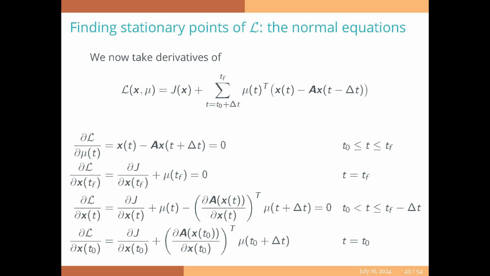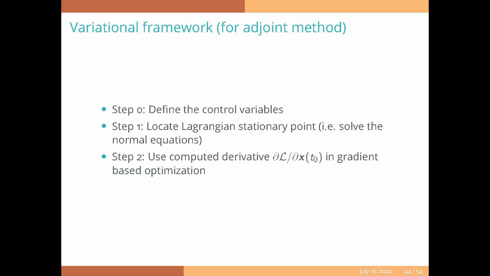The step 0 in the variational framework is to define something like control variables. You want to define what you can actually tune in the model to improve your estimate. Our first step is to define the control variables. This is what we can actually tune in the model. Step 1 would be to locate the Lagrangian stationary point, which is to solve these normal equations. And then we would use the computed derivative in the gradient-based optimization scheme. You would usually do this a few times. In ocean models, it's kind of expensive, so you only do it 5 times or so. And this will help improve the initial condition.